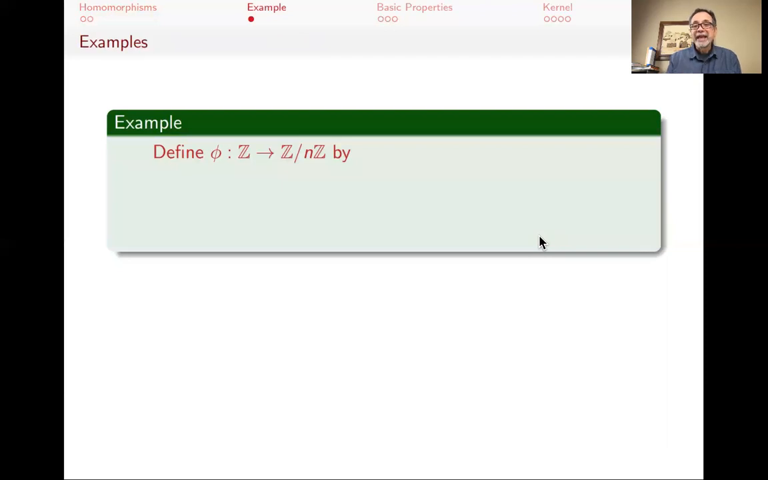Okay, so an example of a homomorphism is this map from the integers Z to the integers mod n, Z mod nZ, where addition and multiplication are modulo n, and you define where you send an integer m: you send it to the remainder of m when divided by n. This is a homomorphism because if you have two numbers, you can either find the remainder of this one divided by n, then the remainder of that one when divided by n, and then add the remainders, or you can add them and find the remainder, and you get the same thing.